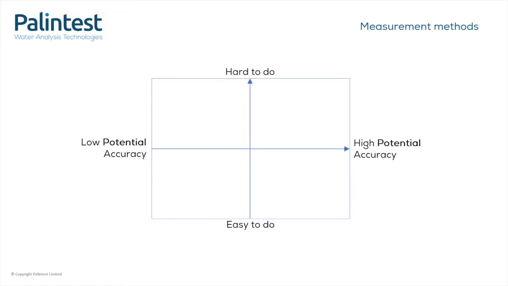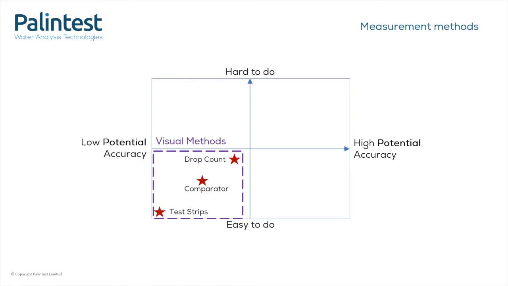The general decision is between how easy it is to use and how reliable and accurate the results you get are, and which is most suitable for the application you're working in. Here on the slide we have a matrix which has an axis that runs from easy to do up to hard to do, and then left to right we have the potential accuracy.